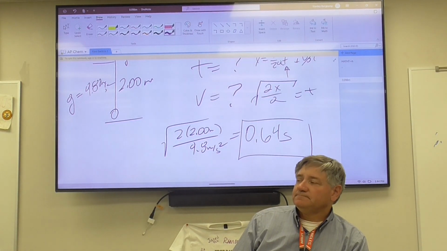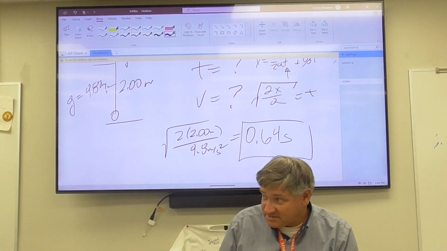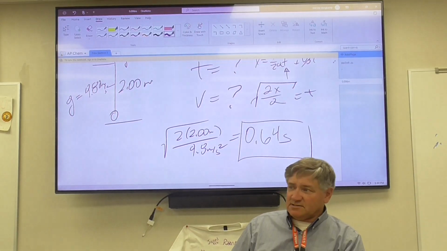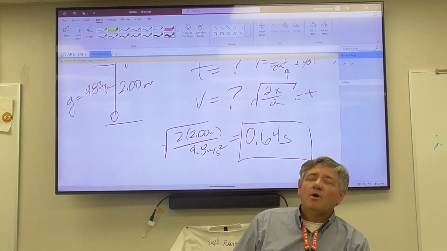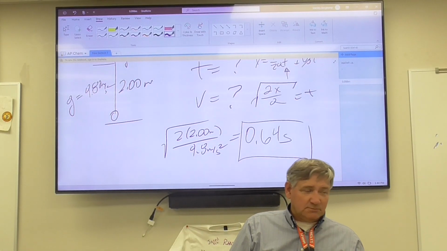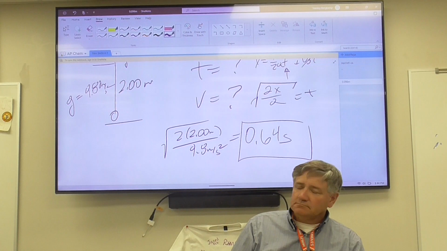It would stay the same because gravity is not changing. The gravitational acceleration isn't changing. So if you look at the entire test on acceleration, the ball off the building problem, where you threw the ball up, came back down, all that, why did I never give you the mass of the ball? Because it doesn't matter.